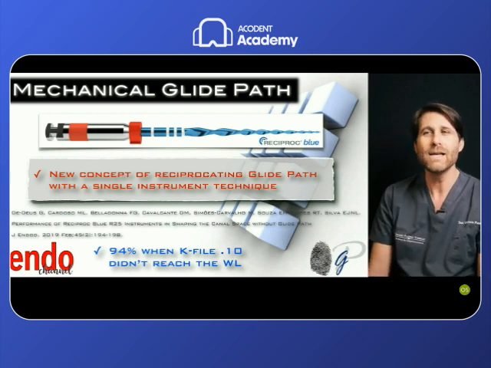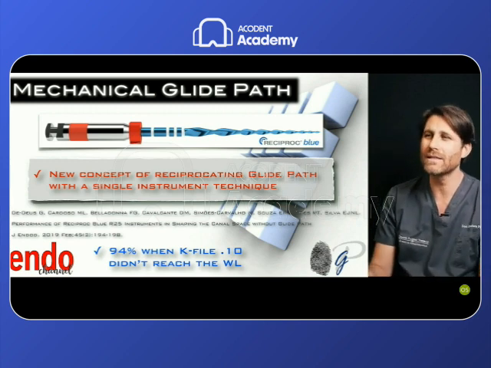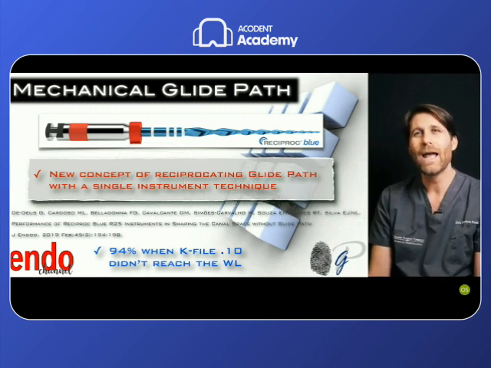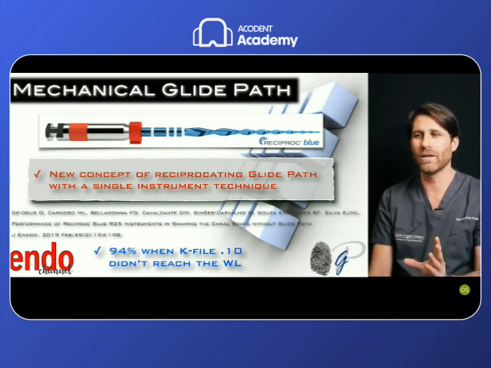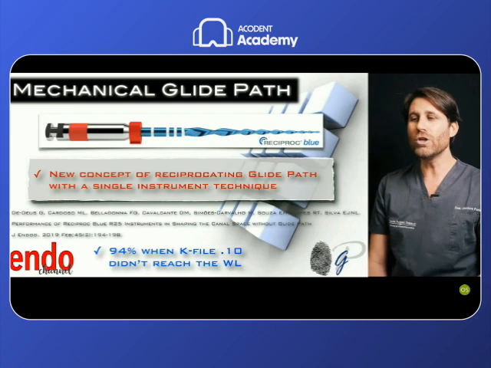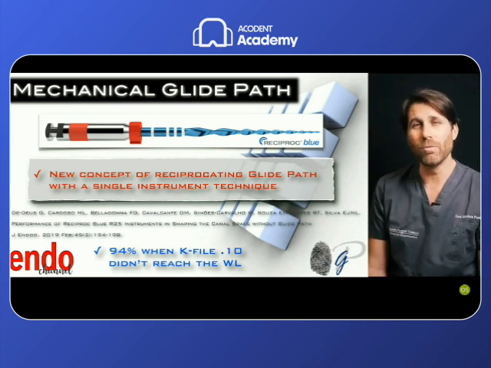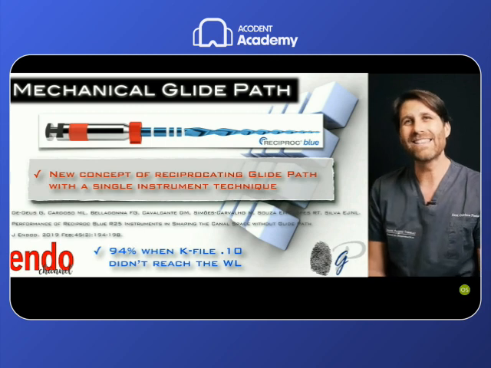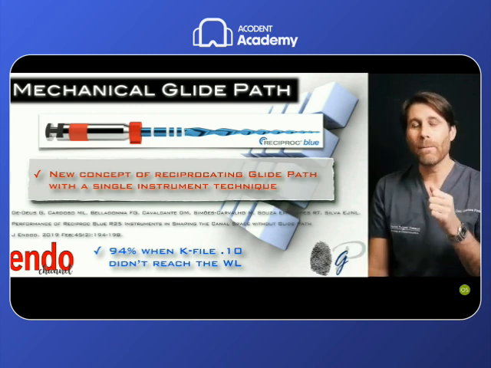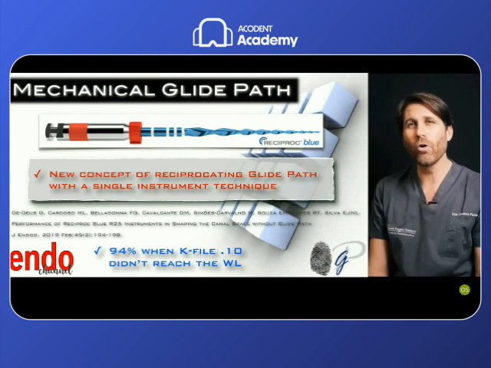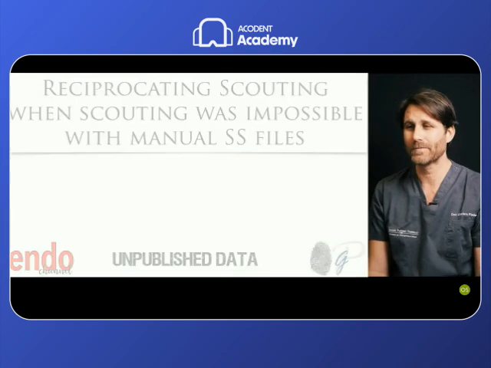In this study, they decided to try to reach the working length with the same Reciproc Blue 25. And in 90% of this small percentage of root canals, they were able to reach the working length with the Reciproc 25 file, the Reciproc Blue, when a stainless steel 10 didn't reach the working length. Just by adapting the technique, pushing a bit on the file, it followed the path of least resistance and created the glide path, even apically.